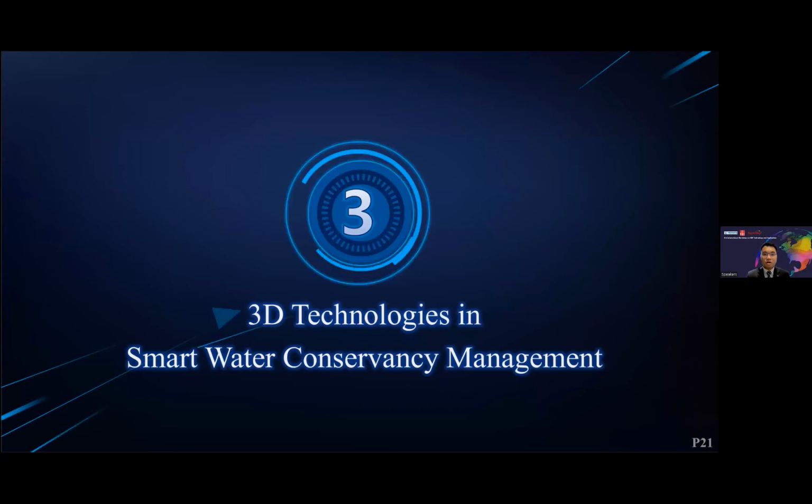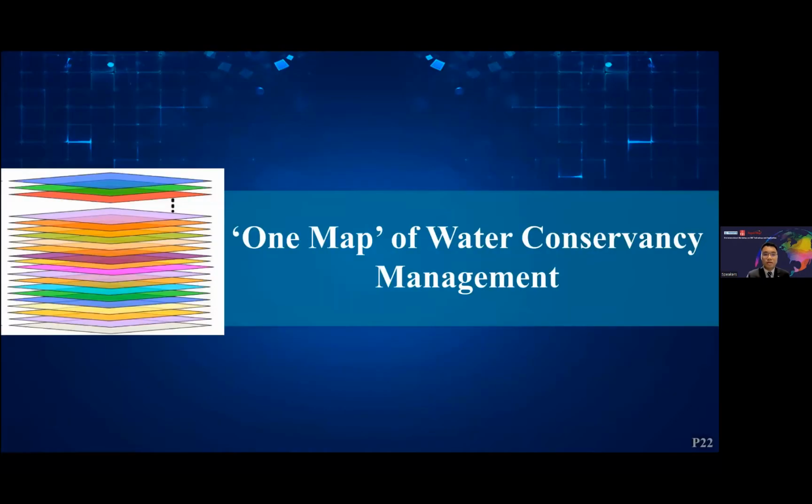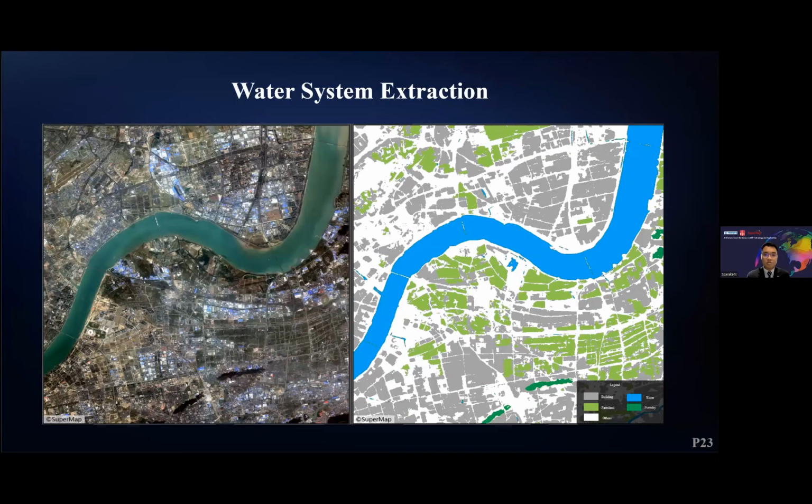And after we talk about data integration and multi-source data, now I'm going to show you some applications for smart water conservancy management. So when we talk about water conservancy management, the first target is to do an overlay, or we call this one map management. That means we need to integrate all the data sources, all the web sources, to manage it and to put it on a uniform platform.